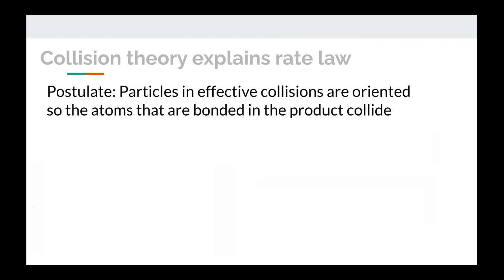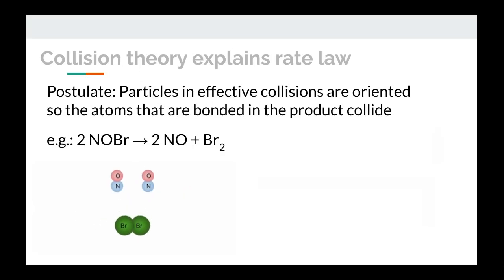Another postulate is that particles in effective collisions are oriented in such a way so that the atoms that end up being bonded in the product collide with each other. Here's an example of what I'm talking about. If we had this reaction where two NOBr molecules are reacting to produce two NO molecules and a Br2 molecule, this would be an example of an effective collision because the two Brs have an opportunity to interact with each other and collide, and so therefore the bond could be formed, and then that would allow the two NOs to separate. This would be another example of an effective collision because the two Brs would be colliding with one another, and so this orientation would result in products being formed, and that's an effective collision.